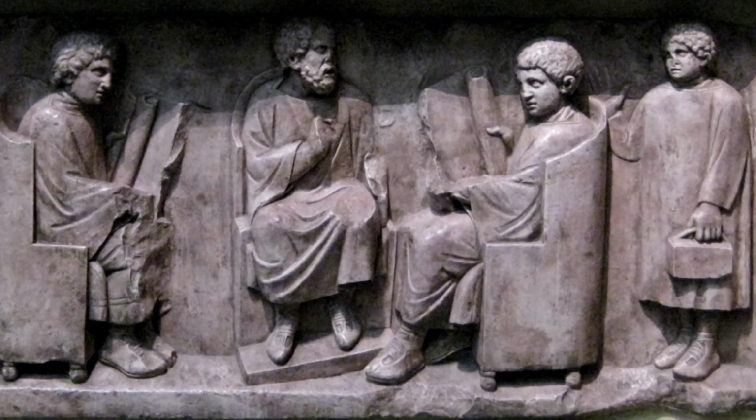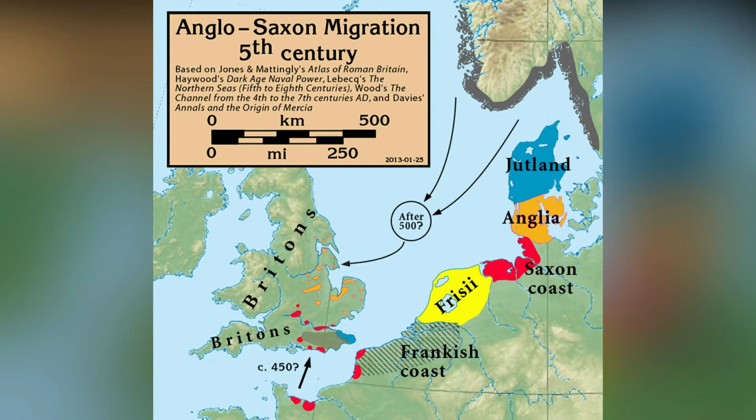In the aftermath of the Roman evacuation of Britain, Germanic-speaking peoples from northern Europe, perhaps attracted to better farmland and the power vacuum left by the Romans, sailed to Britain. These people came to be known as Anglo-Saxons.